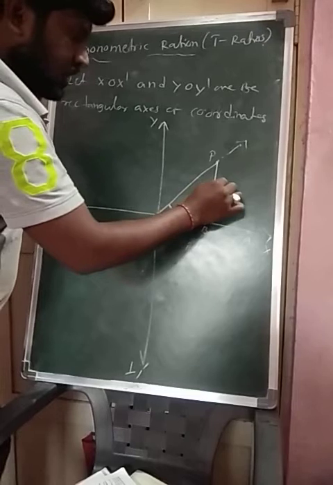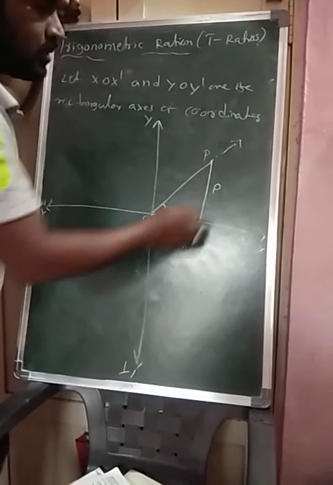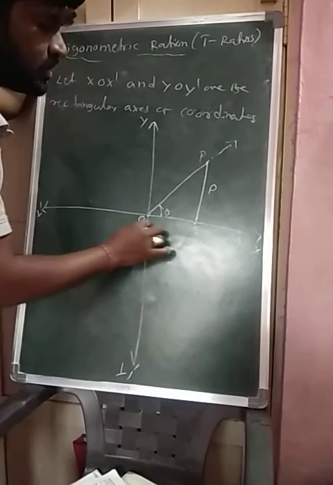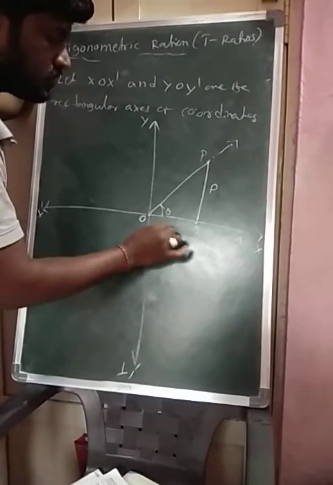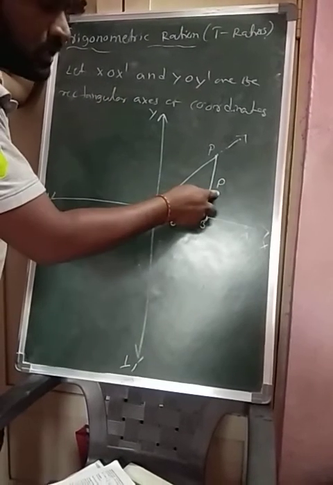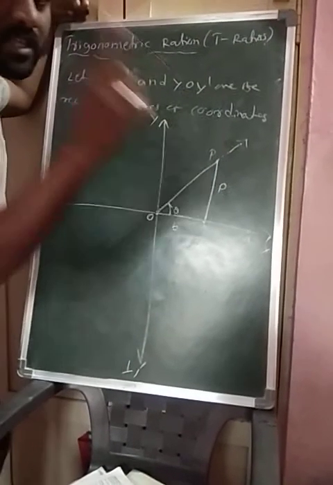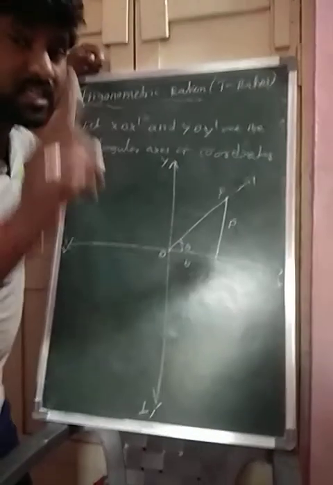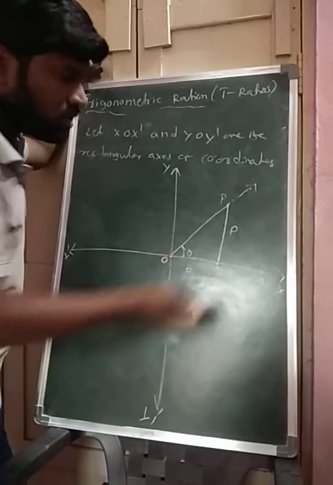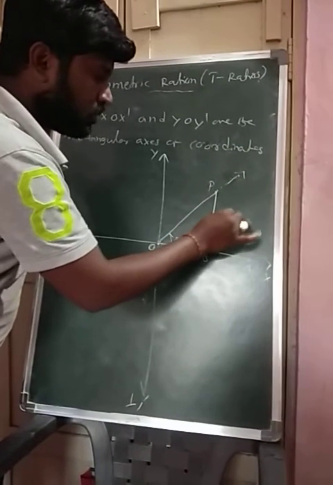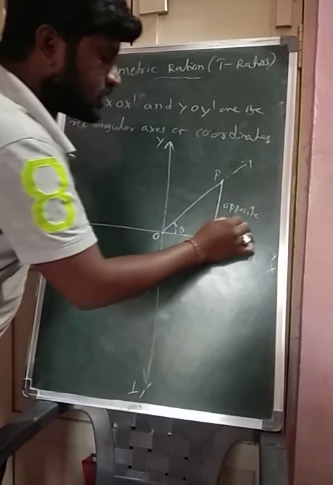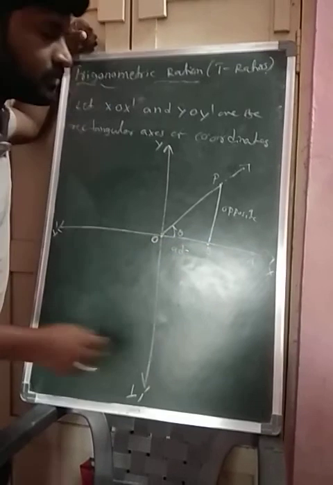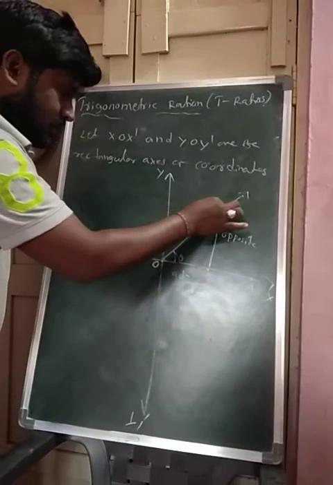So this is PB, the perpendicular, and this OB is called the base. Already I told you, perpendicular we sometimes consider as the opposite side and base we sometimes consider as the adjacent side. Otherwise, as you wish, you can write it like this: opposite side, adjacent side. And this is the hypotenuse.